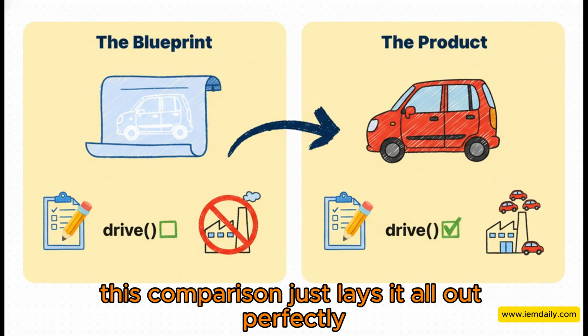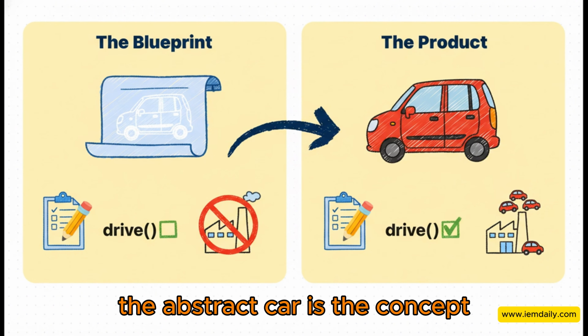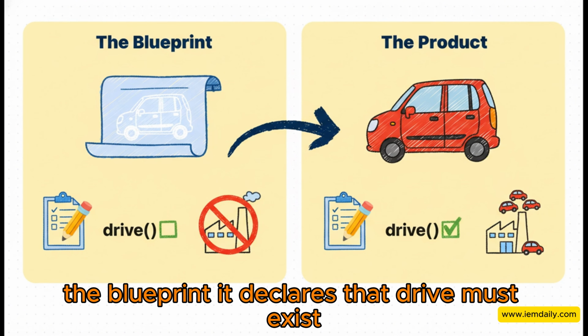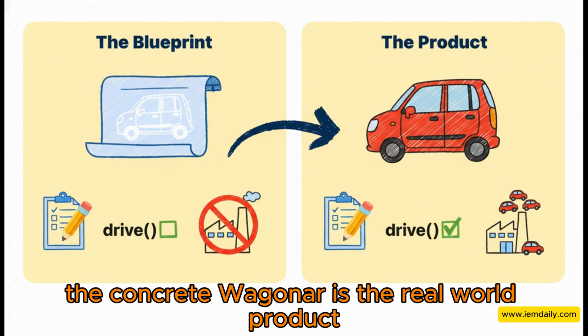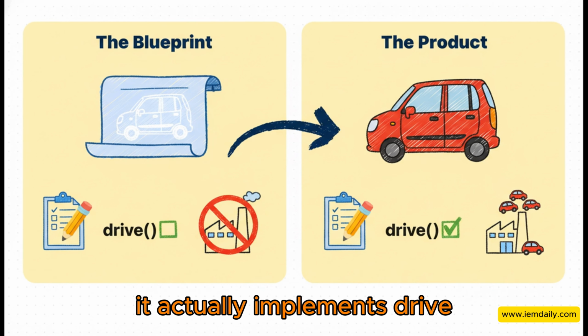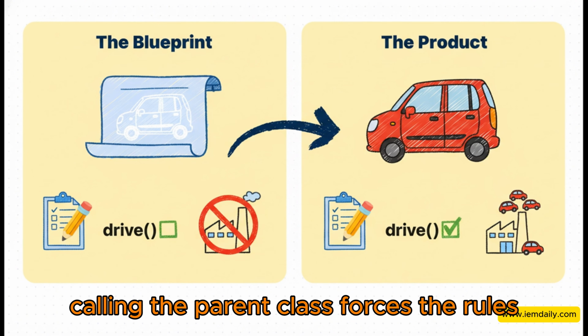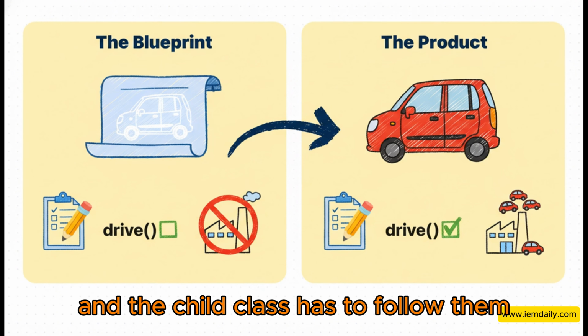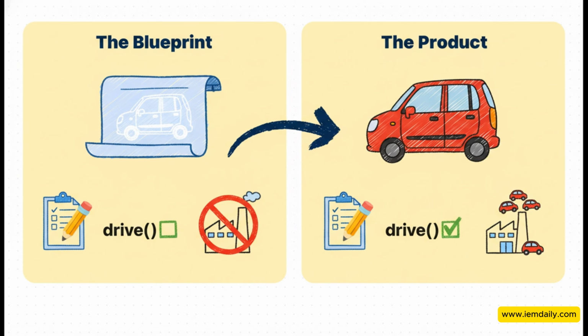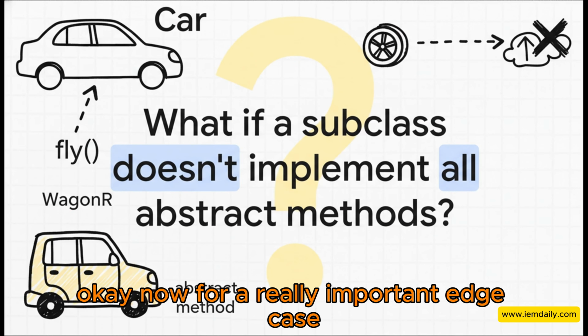This comparison just lays it all out perfectly. The abstract car is the concept, the blueprint. It declares that drive must exist. The concrete Wagon R is the real-world product. It actually implements drive. The parent class forces the rules, and the child class has to follow them. It's a beautiful system.